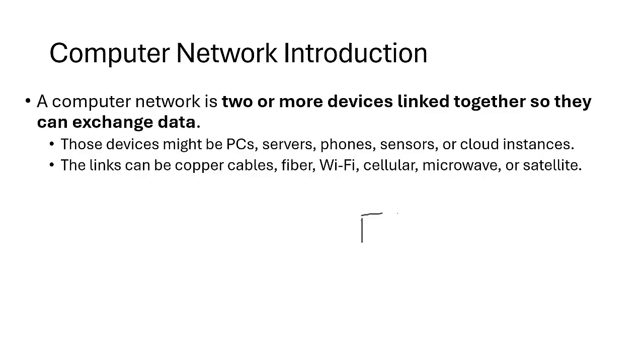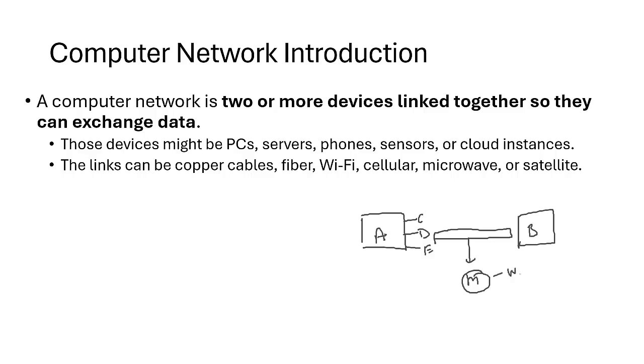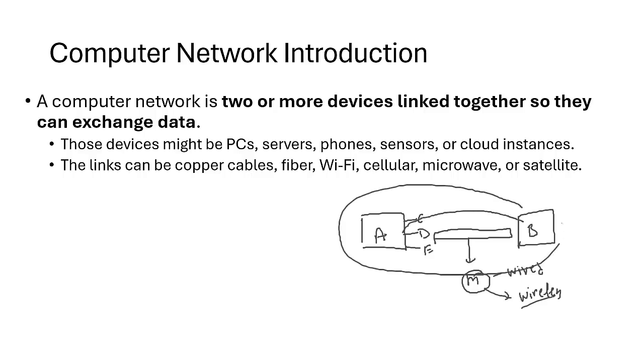Let's take an example. We have a system A. It has a C drive, a D drive, and an E drive. And then we have a computer B. Now computer B wants to access the data from A, so it needs a media. This media can be wired media, or this media can be wireless media. So we have a mechanism by which we can move data from A to B. When they are working together through this media, this representation is called a computer network.